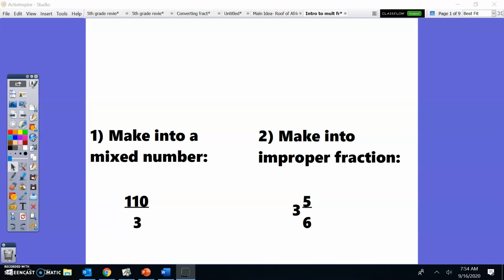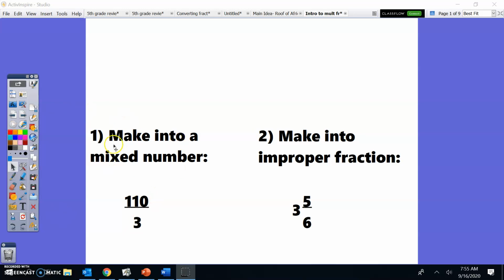So number 1 says to make 110 over 3 into a mixed number. And number 2 asks you to make it into an improper fraction. So if you'd like to pause the video now, take a few minutes to complete numbers 1 and 2, and then when you're ready, turn the video back on and double check your answers. So if you are watching now, then that means that you've already completed questions 1 and 2. If you did not complete questions 1 and 2, you need to complete that now.